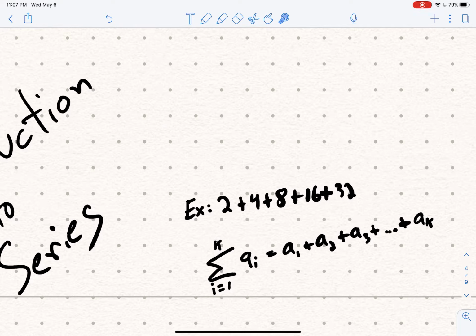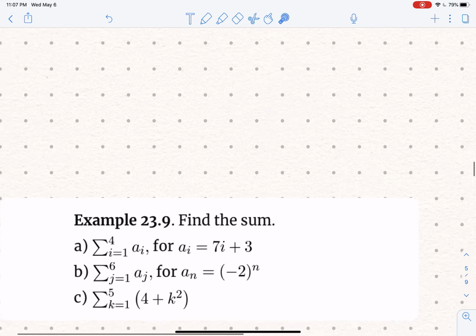We'll see this in practice, but it's important to know that when you see this nice compact thing, it's really talking about a much larger expression. It's adding a whole bunch of things up. Let's see it in action.